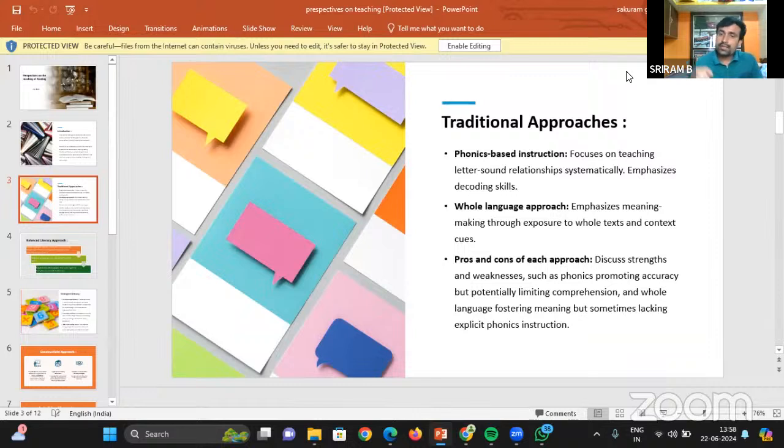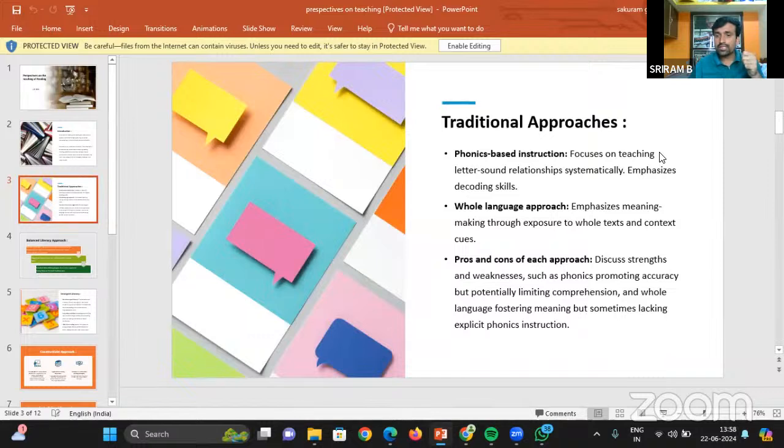So here, traditional approach. Phonic-based instructions. So what is phonics or phonetics? Can anyone answer? Yes. Sound, sir. Sound. Great. Thank you. And we discussed in the class about this phonetics, like phonology also. It deals with sound and all.